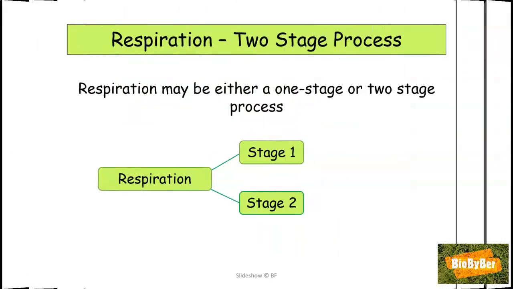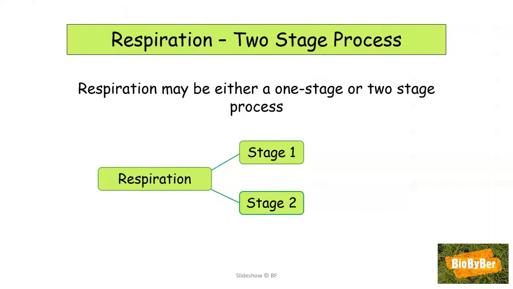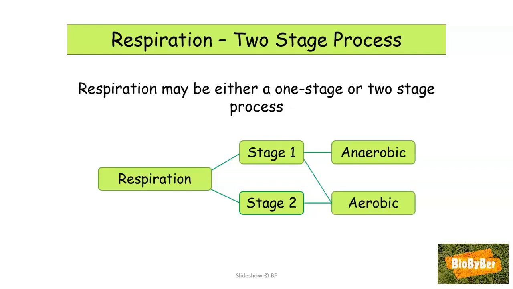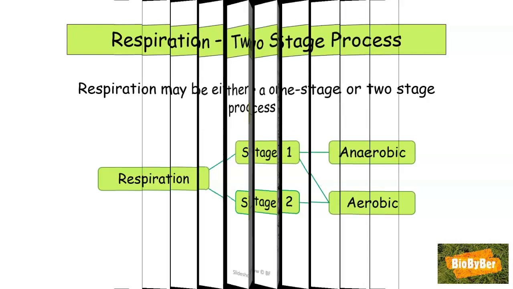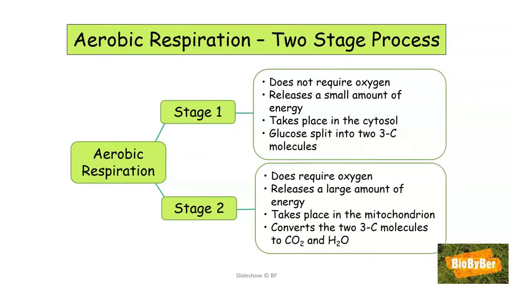Now, if you recall, we already said that respiration might be a 1-stage or a 2-stage process. We've just described respiration as a 1-stage process, or in other words, we've just described anaerobic respiration. We will now describe respiration as a 2-stage process, or in other words, we will simply describe aerobic respiration. Now, aerobic respiration is a 2-stage process.